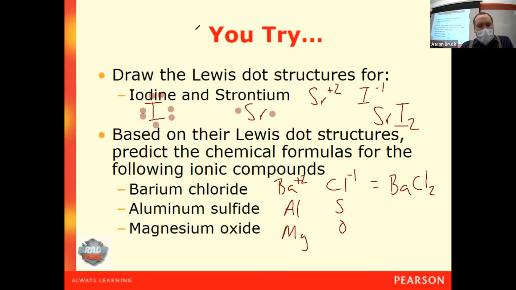For aluminum sulfide, aluminum is in group 3A, +3 charge. Sulfur is in group 6A, -2 charge. Again, we've got to cross them up. We get Al2S3 as a result.